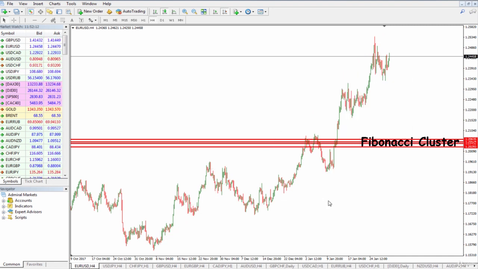In the next lesson, I want to show you the situation when two Fibonacci clusters appear on the same currency pair at the same time. This is not a rare situation and it happens often.